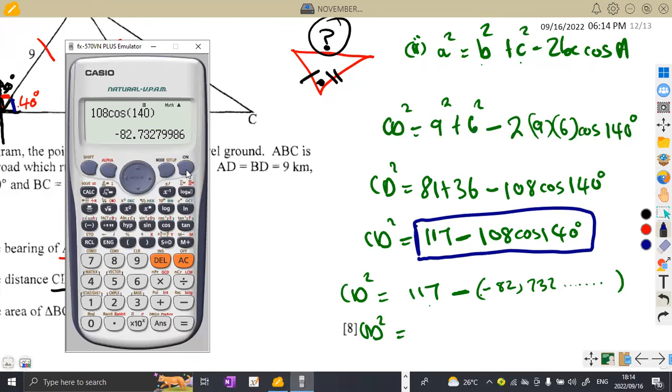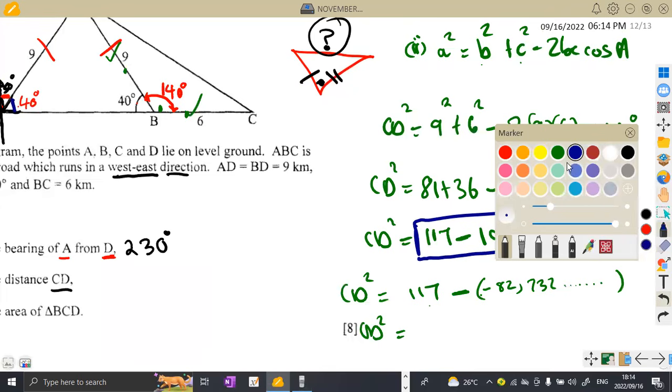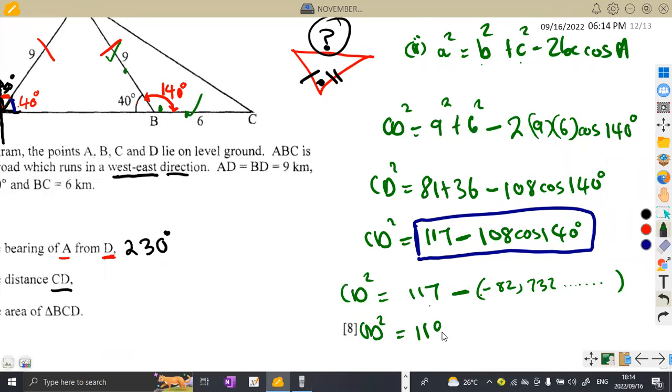So that is what you're going to have. So what am I trying to say? I'm going to have 117 minus 108 cos 140 degrees. So it's cos 140 degrees. I close the bracket. All right, so that is what I'm going to obtain, 119 comma something up to the end. So this is going to give us 119 comma 732, something like that, 32. So that was 32 something up to the end.